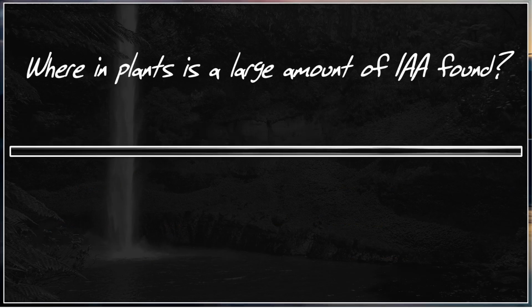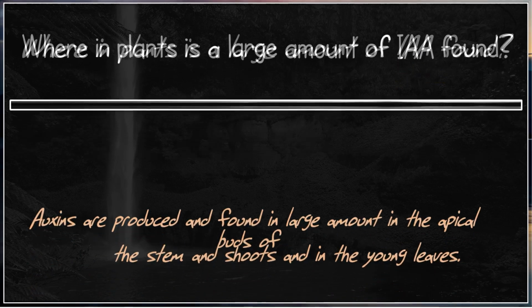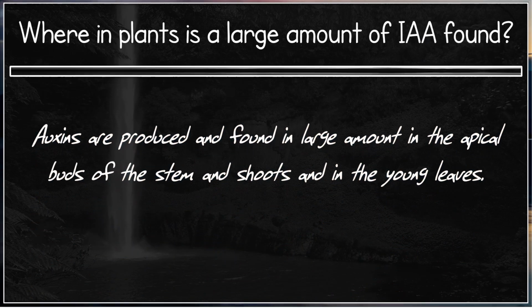Where in plants is a large amount of IAA formed? Auxins are produced and formed in a large amount in the apical buds of the stem and shoots and in young leaves.